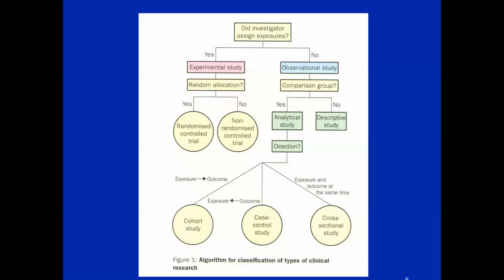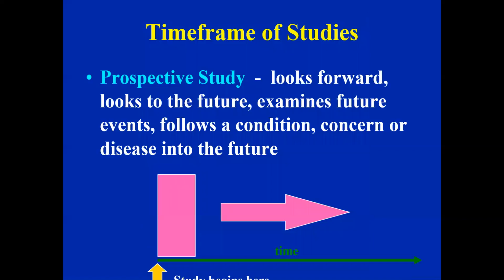Then there's the issue of direction. If you are selecting your study participants based on the outcome, that's a case control. If you are selecting based on the exposure, that's a cohort study. If you are assessing exposure and outcome at the same time, that's a cross-sectional study.